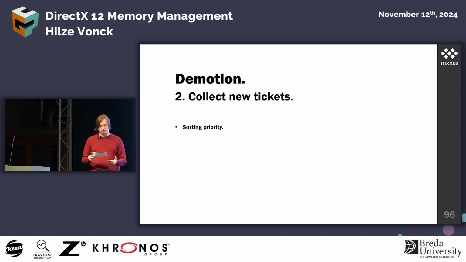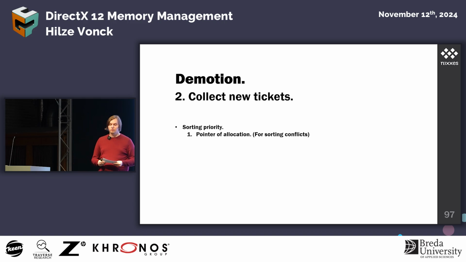To decide which allocations should be demoted, we create a sorting priority for them. This sorting priority is 64 bits and contains multiple different parts, which I will go through from least important to most important. We start off with a couple of bits which are dedicated to the pointer of the allocation. We use this to filter out any sorting conflicts. Using these bits, we can ensure that the resources get promoted and demoted in the same order as they were promoted or demoted originally.